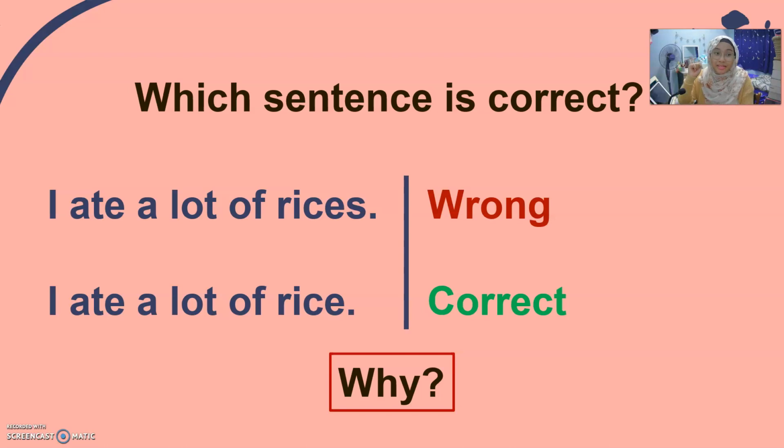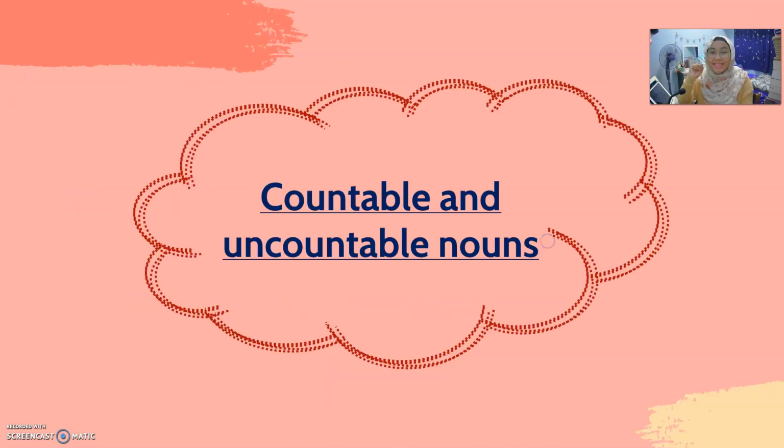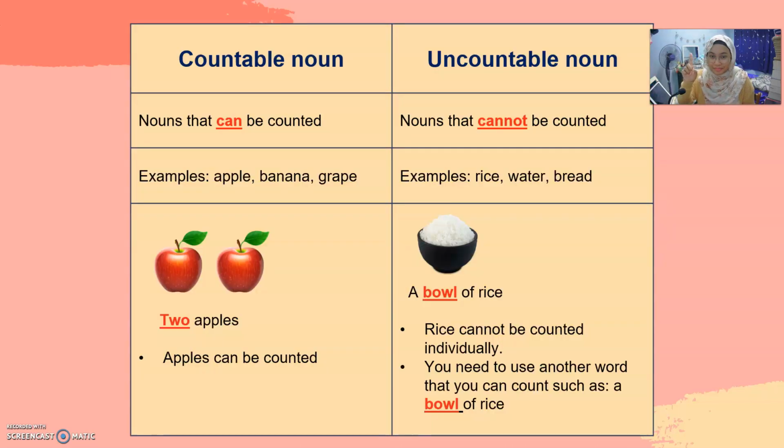The answer is very simple. It is because of countable and uncountable nouns. So you must be wondering, what are countable and uncountable nouns? Here, I have made it very, very simple. Countable nouns are nouns that can be counted, right? That makes sense, right? And uncountable nouns are nouns that cannot be counted.